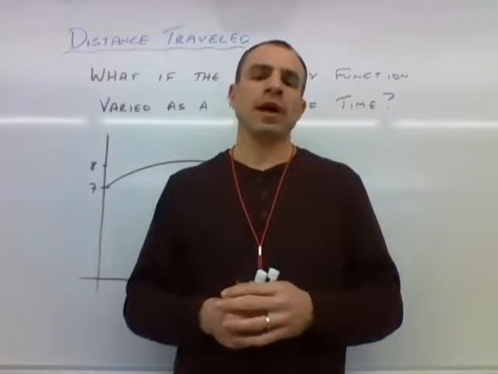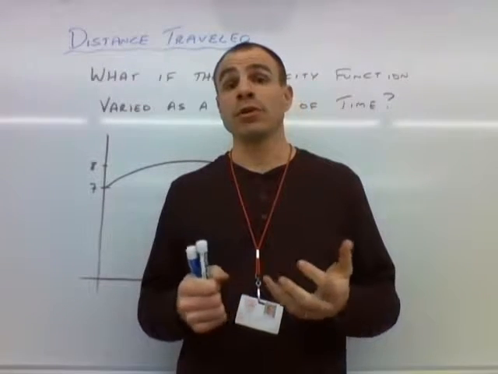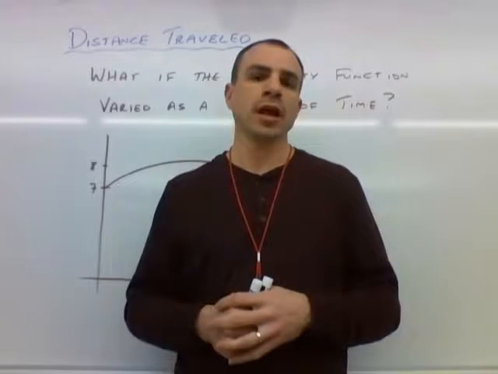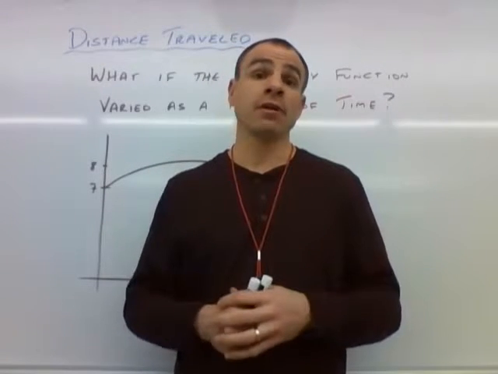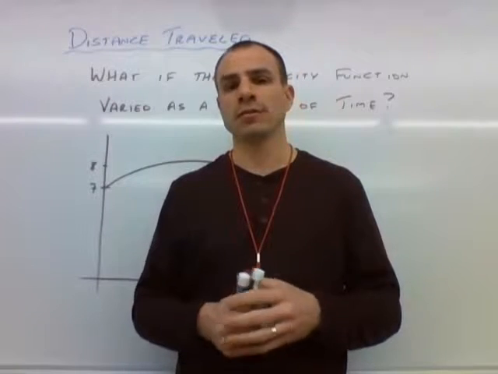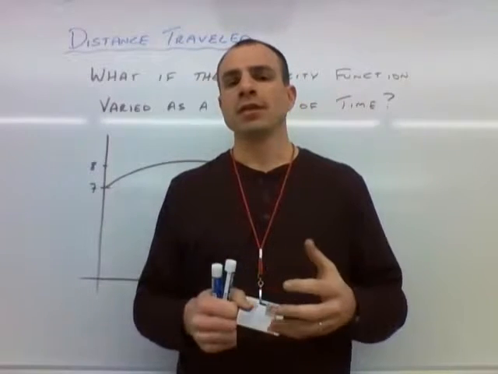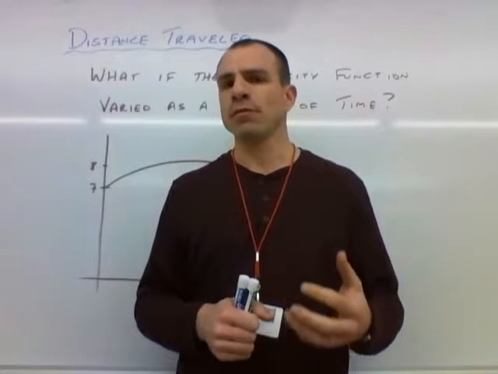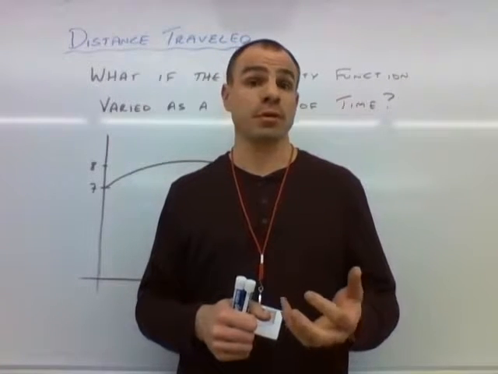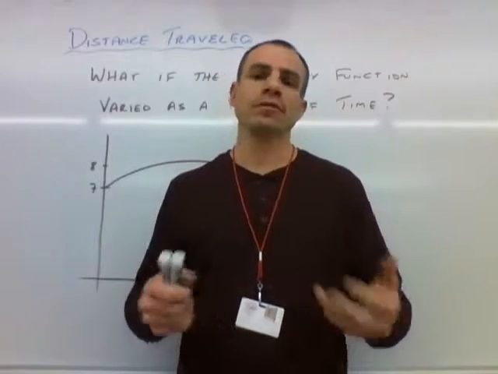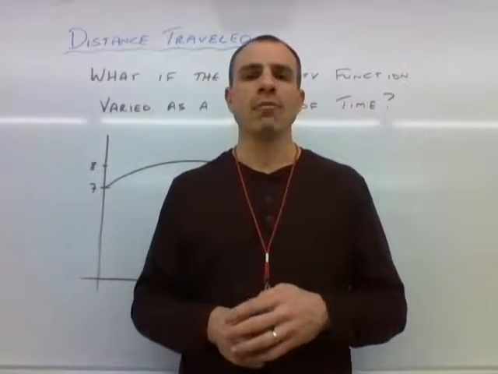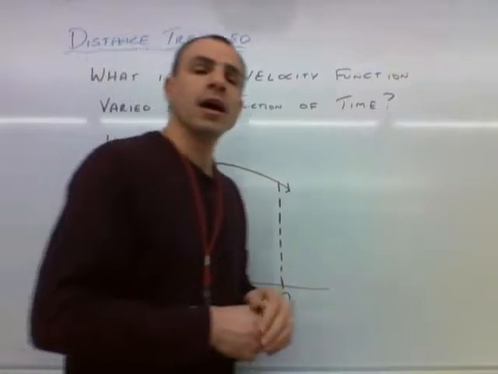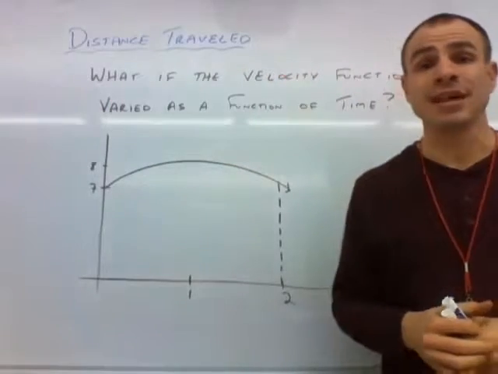So once the mathematicians realized that we could find out how far an object traveled by looking at the region and finding the area of the region under the velocity curve or the velocity function, they started to explore further and say, well, what if it wasn't a perfect geometric shape? What if instead of having a rectangle or a triangle or a semicircle, we had a velocity function which varied with respect to time, okay?